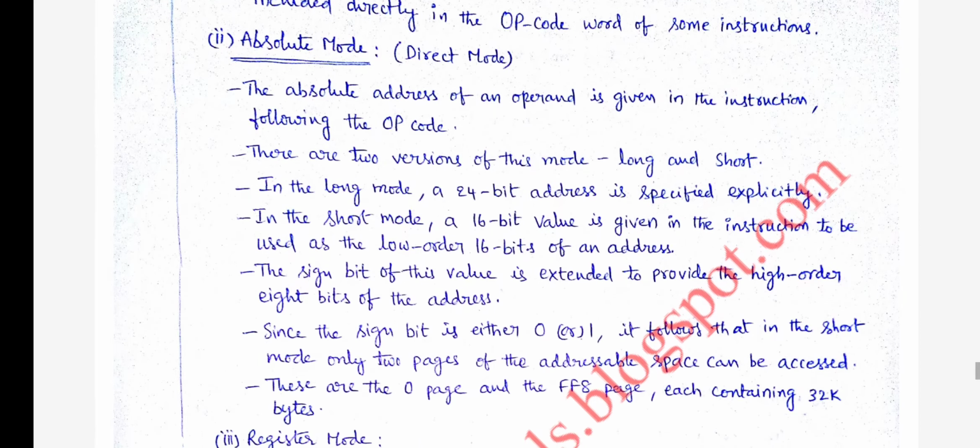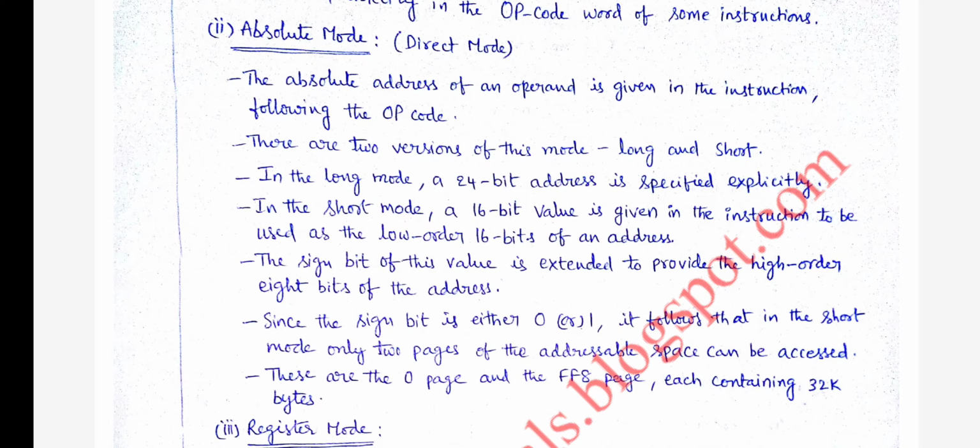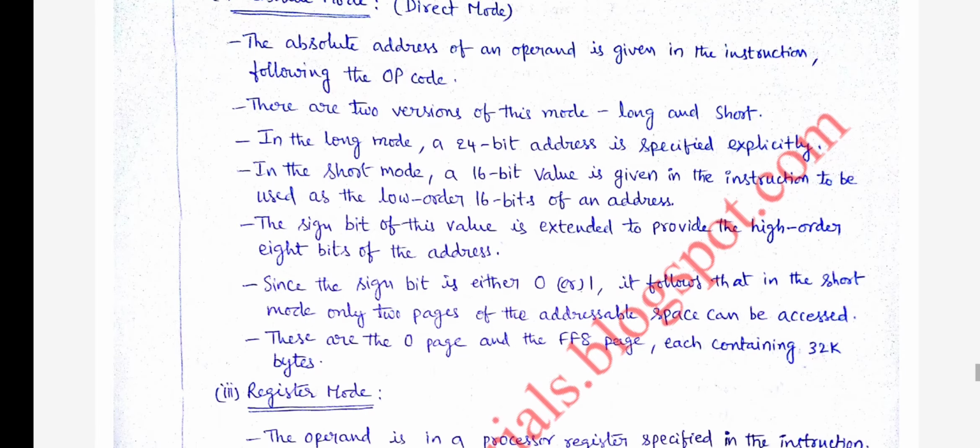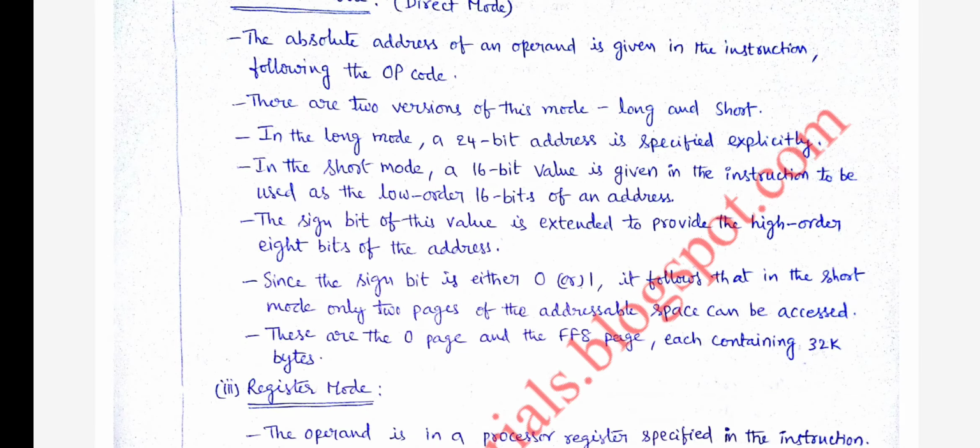Next, absolute mode. This is also called direct addressing mode. The absolute address of an operand is given in an instruction following the opcode. There are two versions of this mode, long and short. In the long mode, a 24-bit address is specified explicitly. In the short mode, a 16-bit value is given in the instruction to be used as the lower order 16 bits of an address. The sign bit of this value is extended to provide the higher order 8 bits of the address.